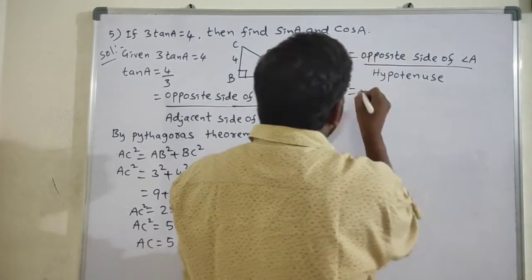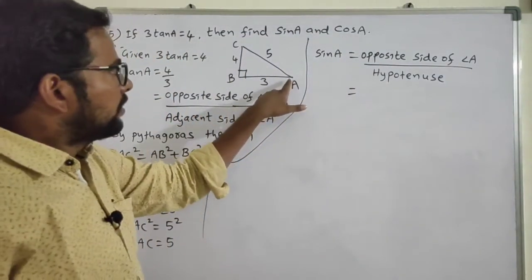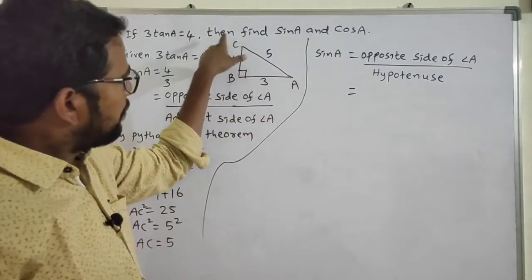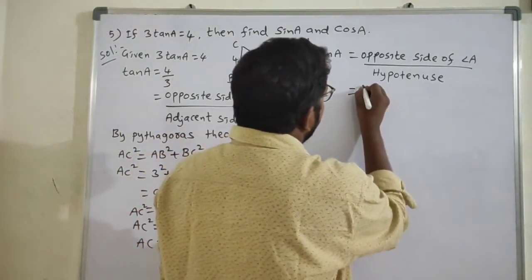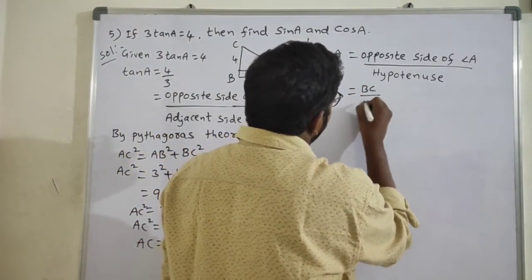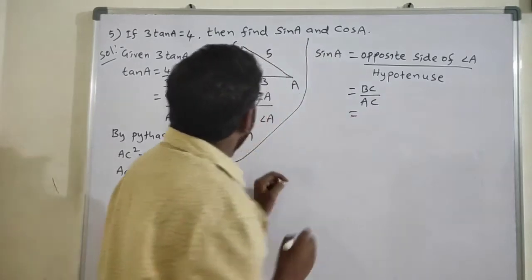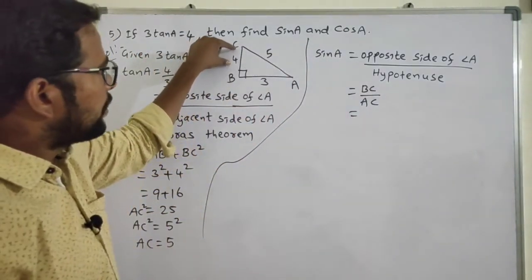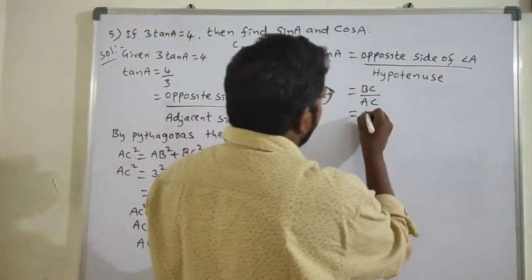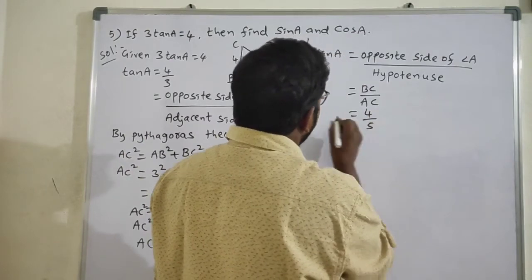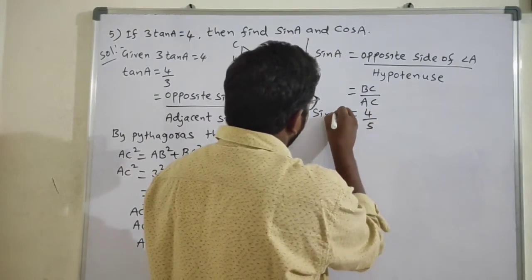So the opposite side of angle A is BC. Hypotenuse is AC. So BC by AC. So what is the BC value? BC value is 4. Hypotenuse is 5. So 4 by 5. Sin A is equal to 4 by 5.